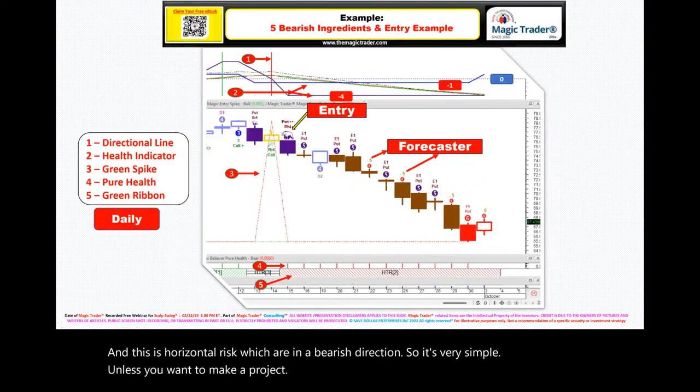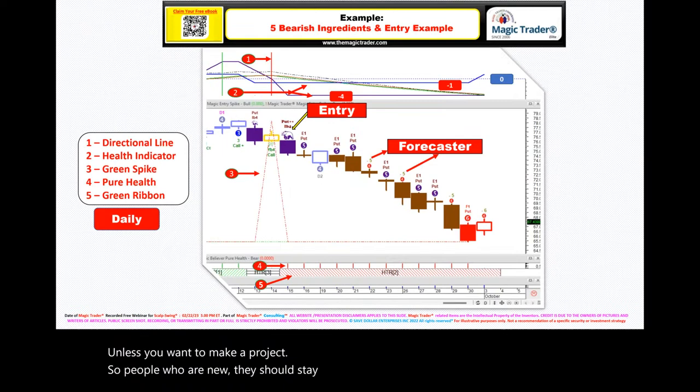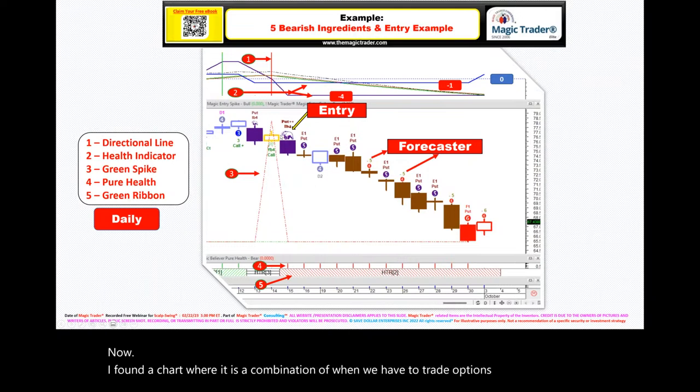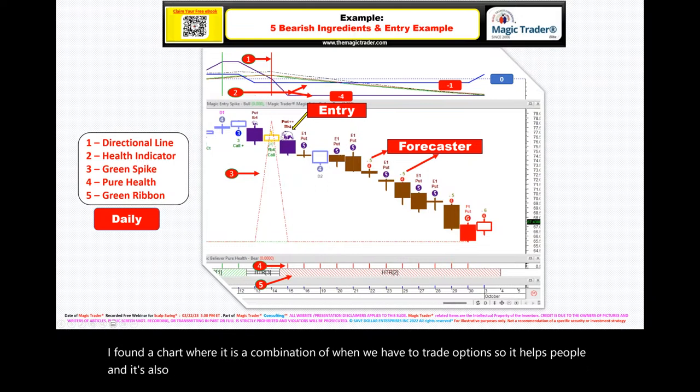So people who are new should stay with basics. Now, I found a chart that is a combination of when we have to trade options. It helps people, and it's also forecasting on the option side. These are numbers 1 to 5, as we talked about before.